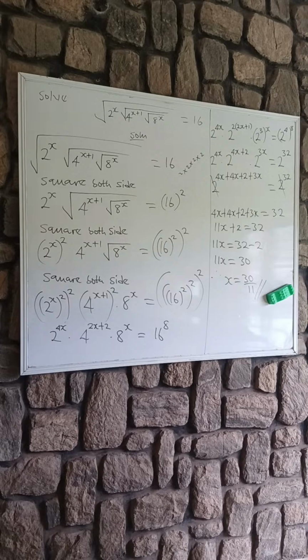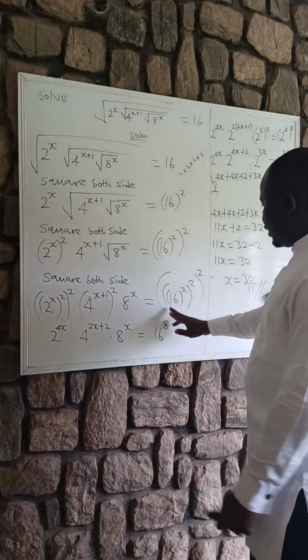Mashood, after taking square root of 4, yeah. Oh, there is a mistake. After taking square root of 4, yes. Where? Is it here? Is it here?